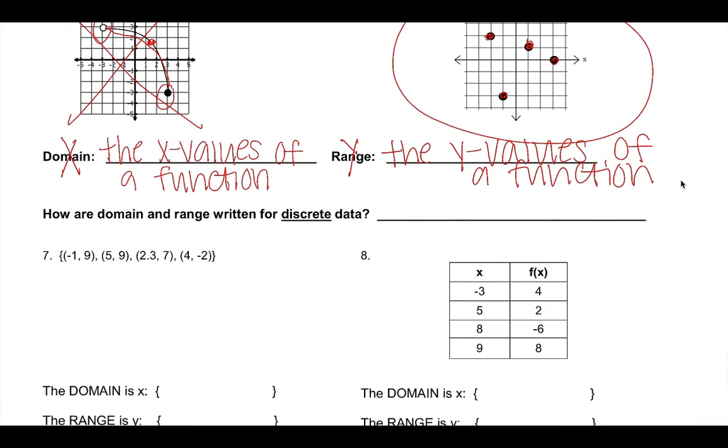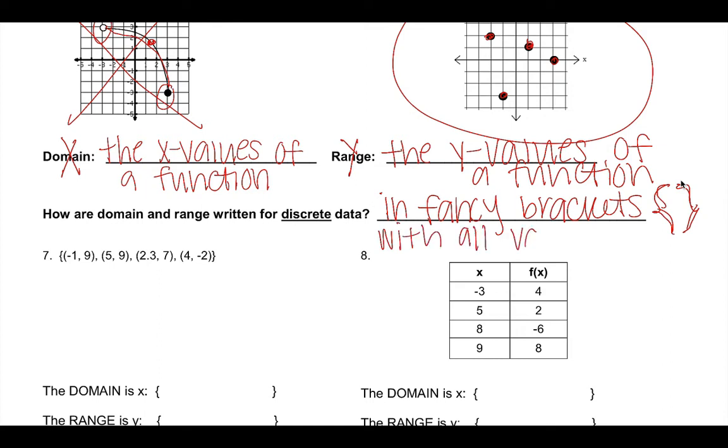So if we're looking at domain and range in discrete functions, we use these fancy brackets. They look like this. They're kind of hard to draw, so if you just give me some squiggly lines, that's perfect. And you put all values for domain and range in those fancy brackets.